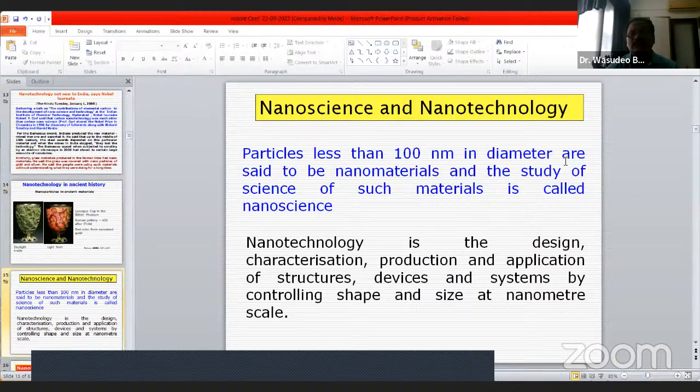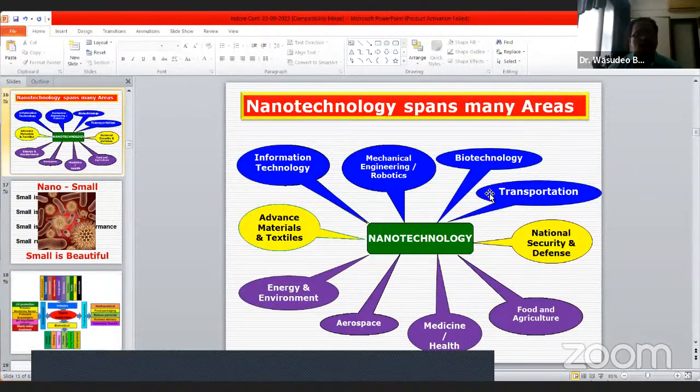Next slide: what is nanoscience and nanotechnology. All of us know that a particle size less than 100 nanometer in diameter is said to be a nanomaterial, and the study of such material is nanoscience. The technology related to that is nanotechnology. That means we have to make some devices. We have to design this material of the desired size so that it is beneficial to society and the public. So these nanotechnologies span many areas.